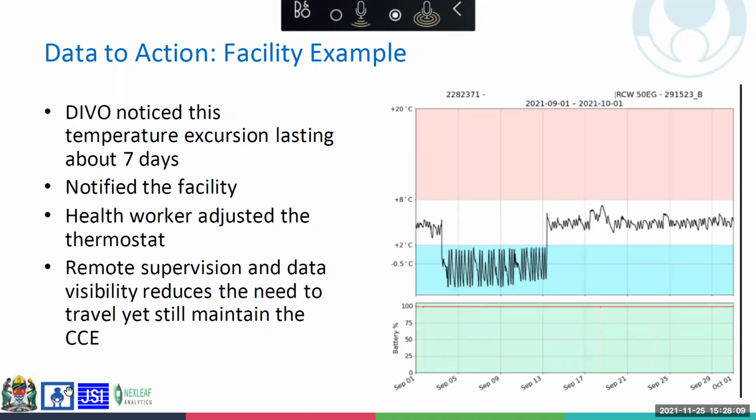During implementation, we observed some experiences, whereby the district implementation focal person, through the RTMD dashboards, as you can see on the slide, noticed that this facility had reported very low temperature data. The dashboard, which the DIVO has access to, made it possible to notice it, and so the DIVO notified the facility, and the health worker adjusted the thermostat. So DIVOs and the other supervisors can do supervision without going to the facility, and it makes these devices functional. Next slide.